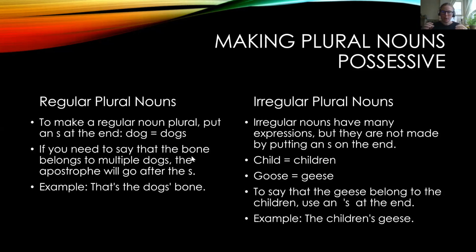If you need to say that the bone belongs to multiple dogs, more than one, the apostrophe will go after the S. So here in this example, that's the dogs' bone. So here, I have the contraction. I don't have the context. This could be that is or that was. That's the dogs' bone. Because the apostrophe is right there instead of in front of the S.